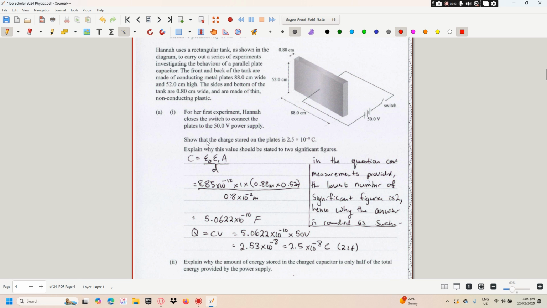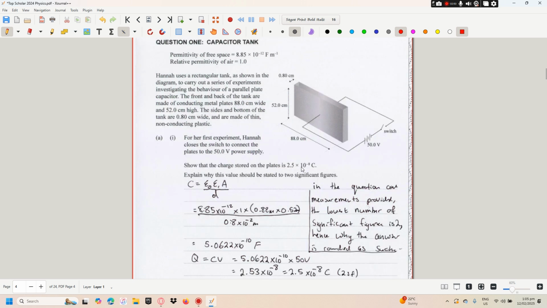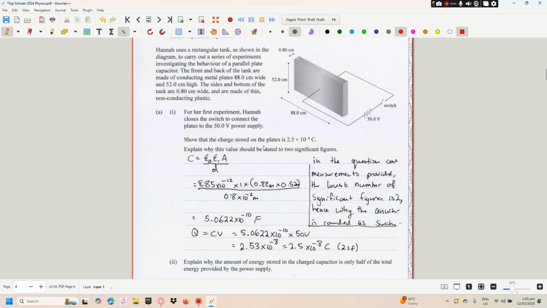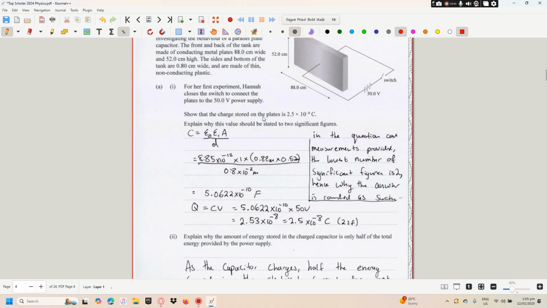And that's 2 SF, and it says explain why the value should be 2 significant figures. In the measurements provided, the lowest number of significant figures is 2, hence why the answer is rounded as such. So, 2 significant figures are shown everywhere. Except 50, oh no, 0.0. Yeah, that's a bit weird, but whatever. So that's a tick. I'd say that's worth 1 mark.